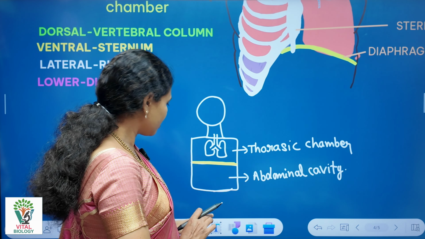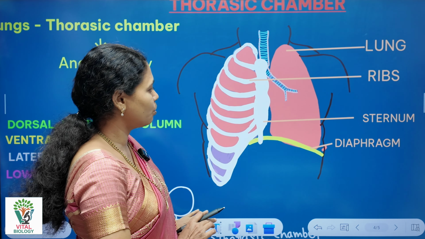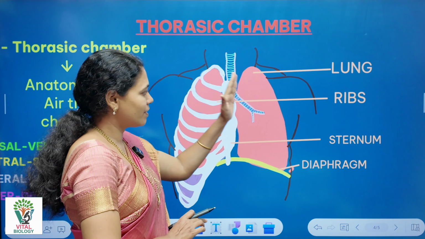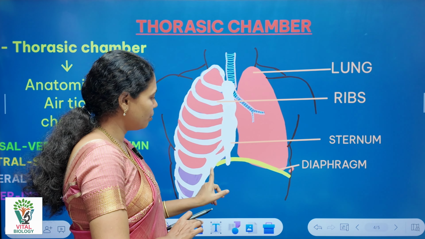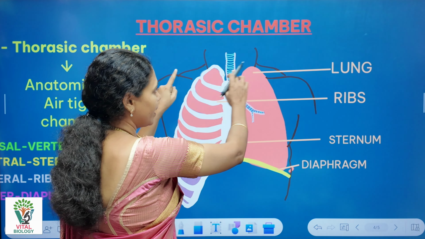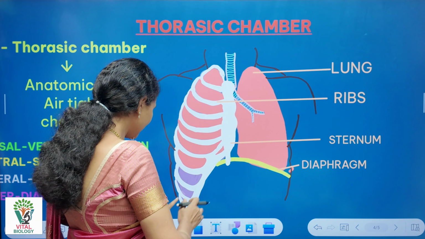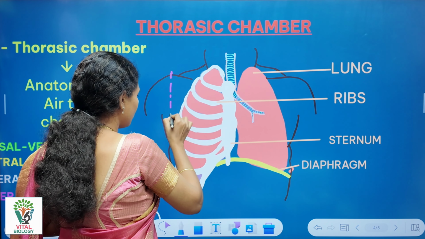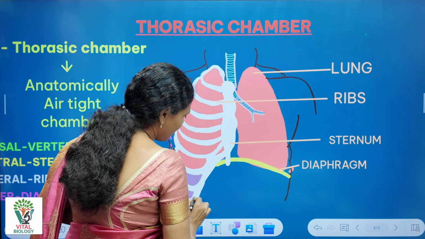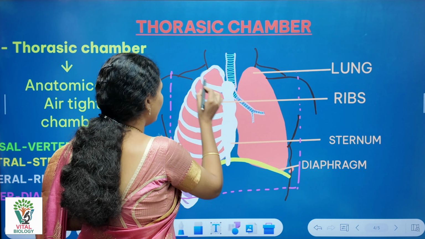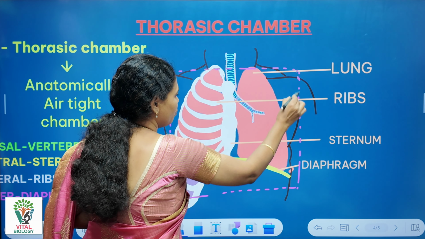So what is this diaphragm? Where exactly is it located? Here you can see in this picture. This is our thoracic cavity, or thoracic region, and here you can see at the lower side, this is our entire thoracic chamber. Suppose we imagine a chamber or a room like this.